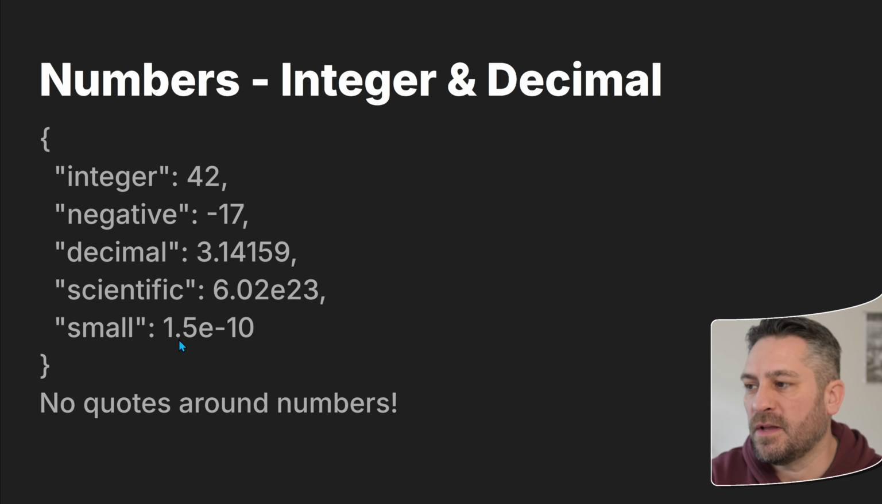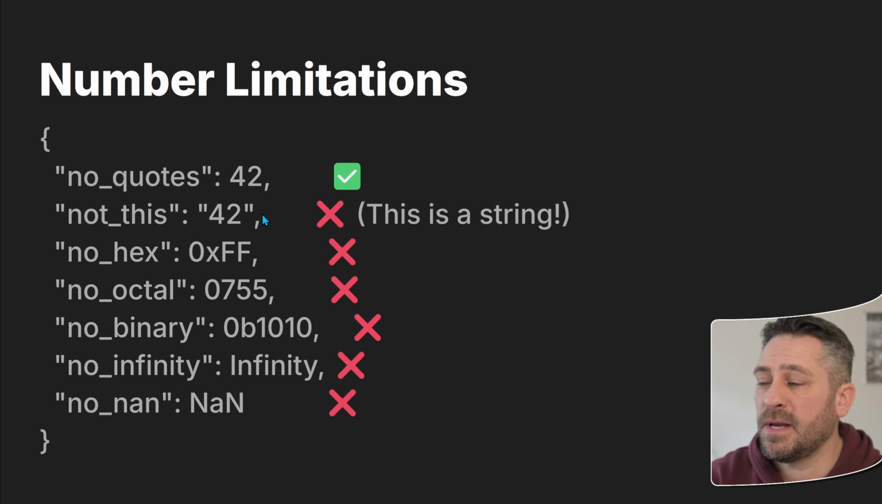And then we've got small ones as well. So we have quite a few different options for numbers, but still you can note all of them, or none of them rather, have the quotes around them. And then some number limitations. We've got the no quotes one, which we've seen, that does work. We can't put quotes around it. That's going to be a string.